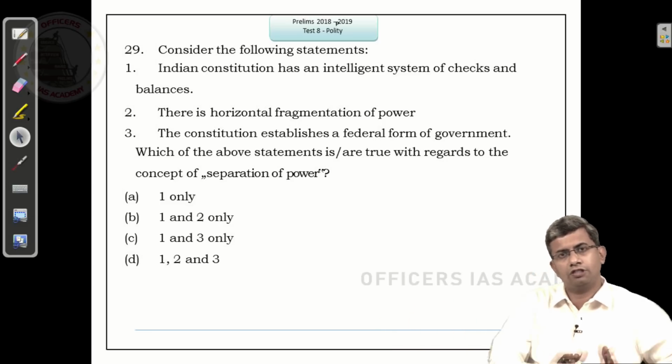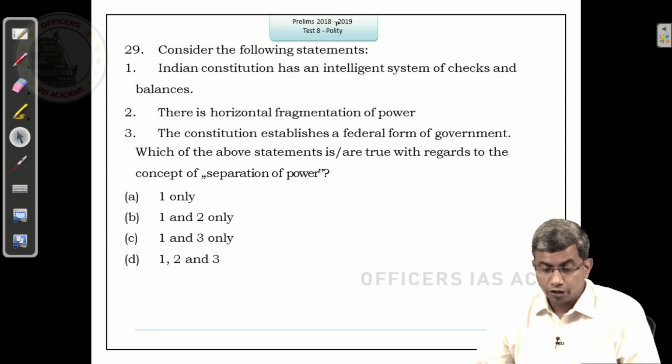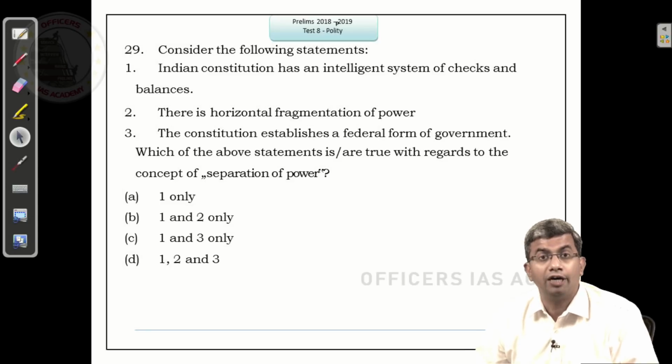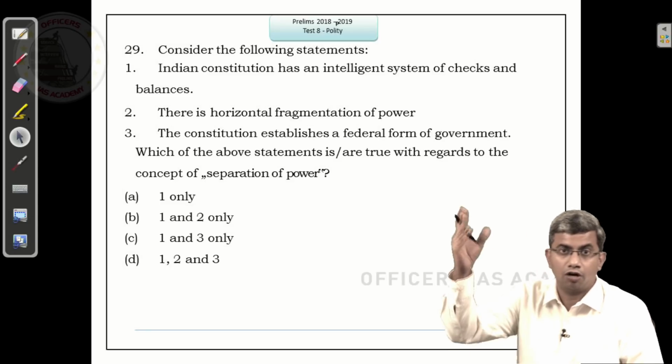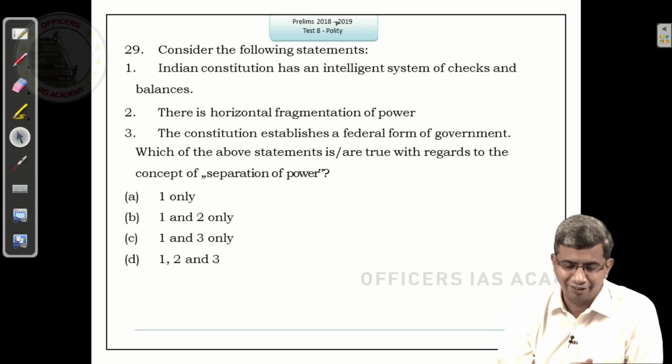What is the power of the legislature? What is the power of the executive? What is the power of the judiciary? The Constitution establishes a federal form of government. Yes, it does. There is one government at the center, one government at each of the states. Which of the above statements are true with regards to the concept of separation of power?